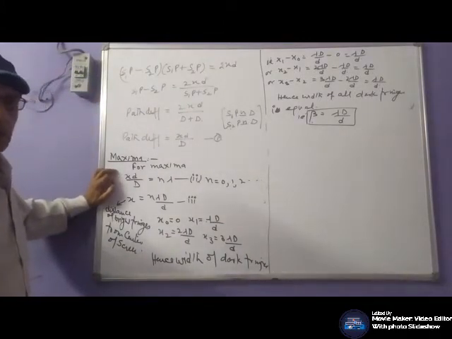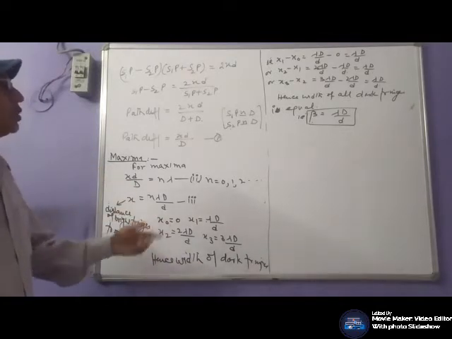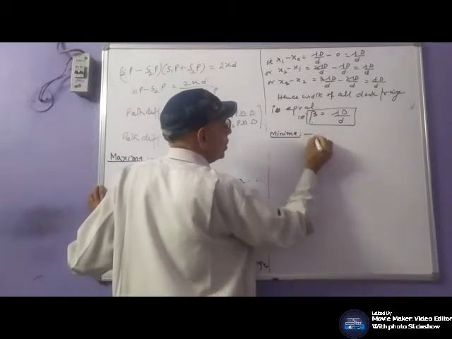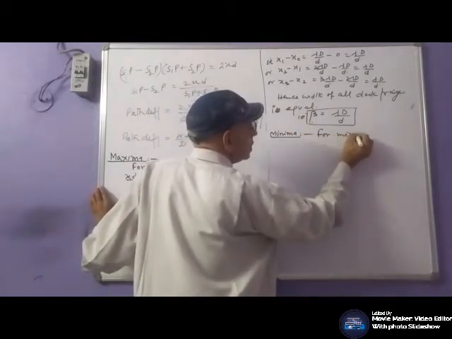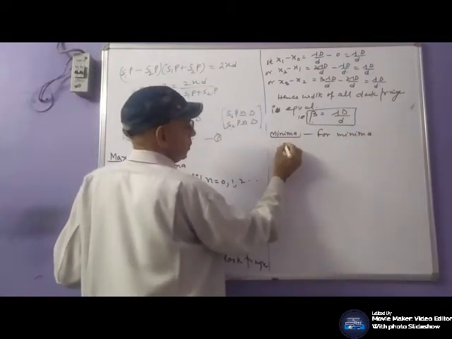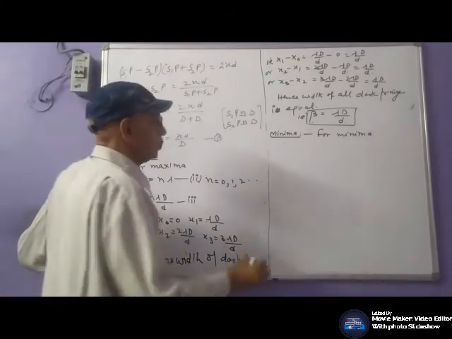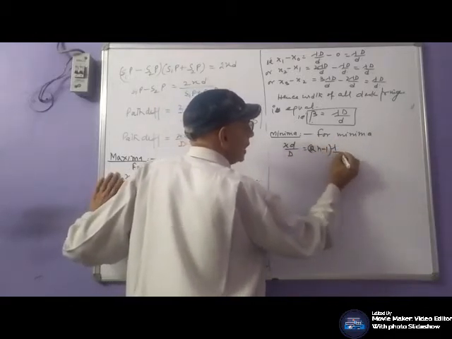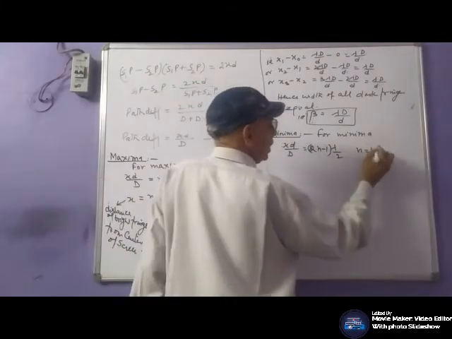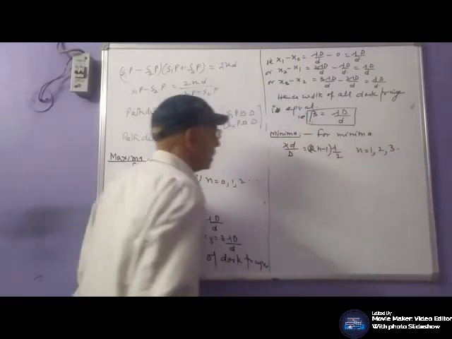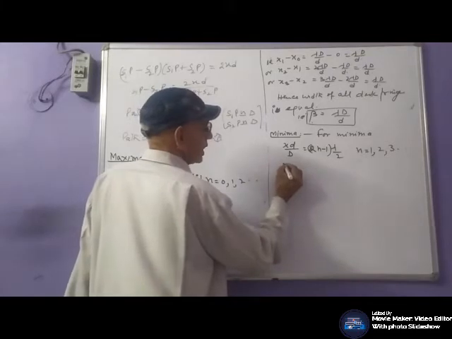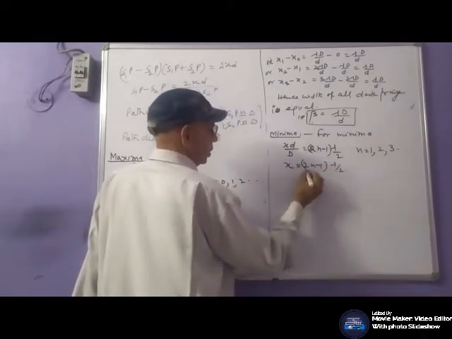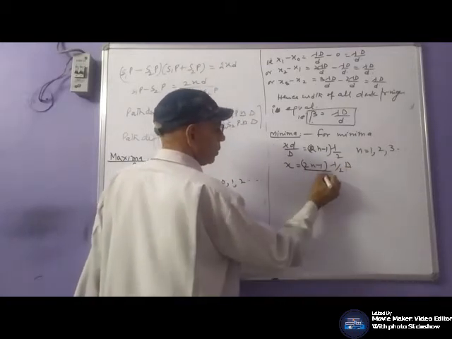This is maxima. If you take the difference of two maximas, what will come? Width of dark. Minima. For minima, path difference. What was path difference? This xd by capital D equals 2n minus 1 lambda by 2, where n is 1 for first minima, 2 for second, 3 third. X is 2n minus 1 lambda by 2 into capital D by small d.